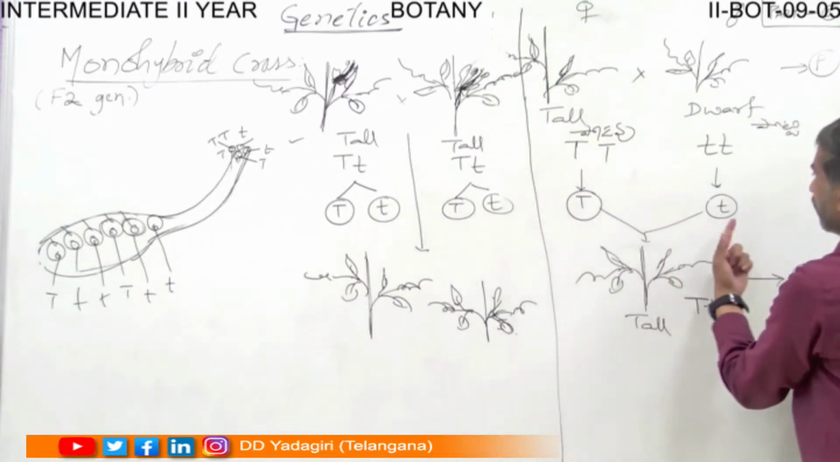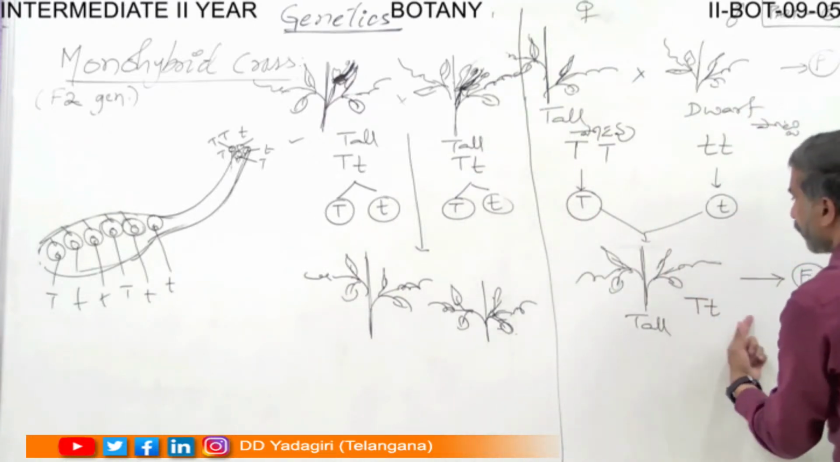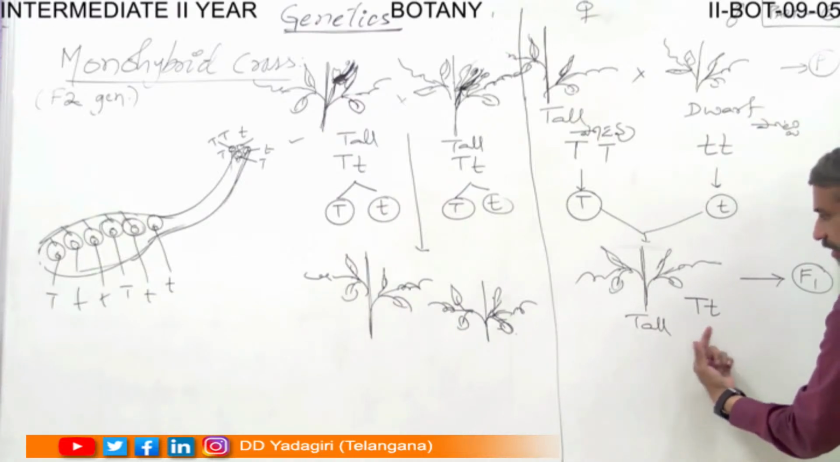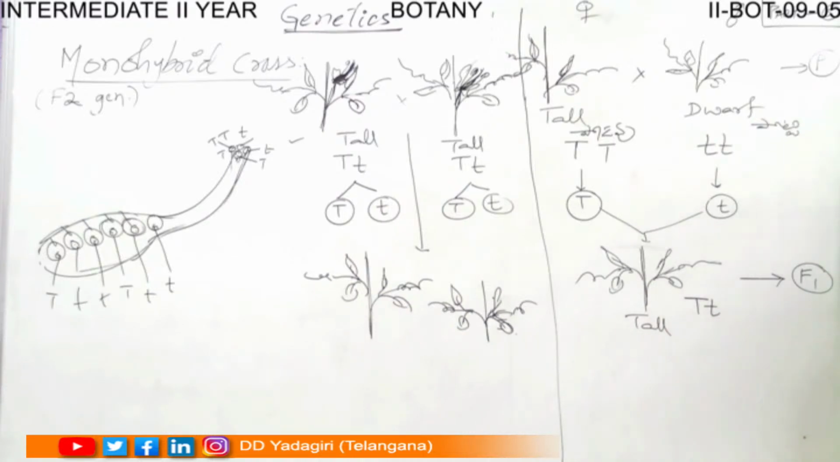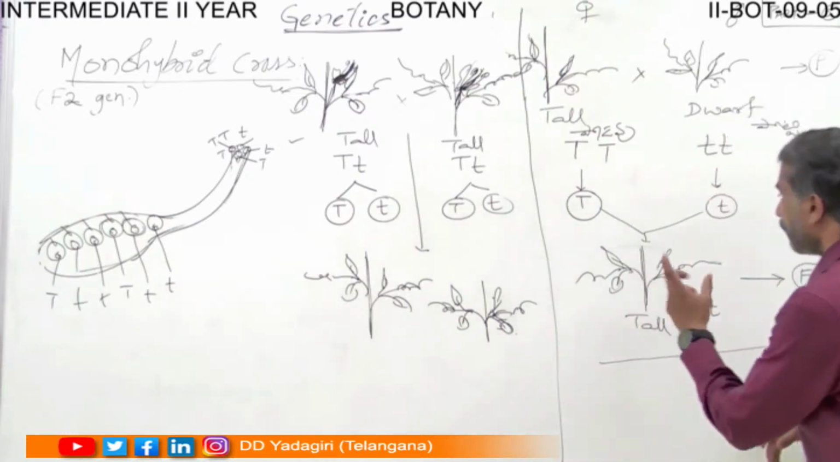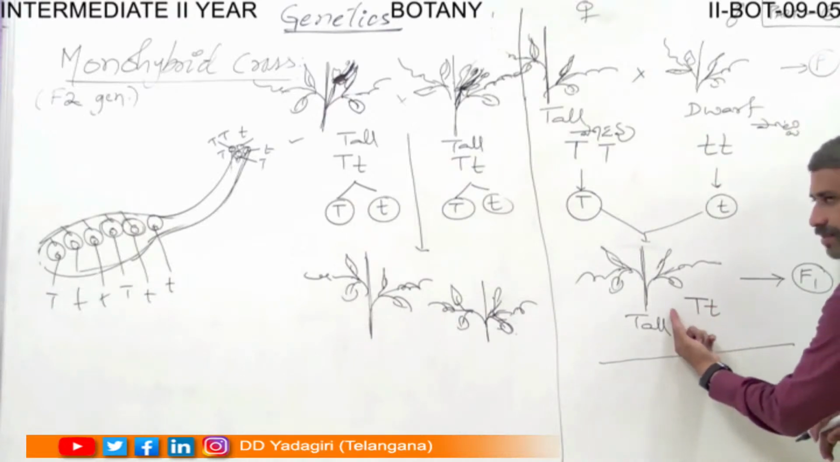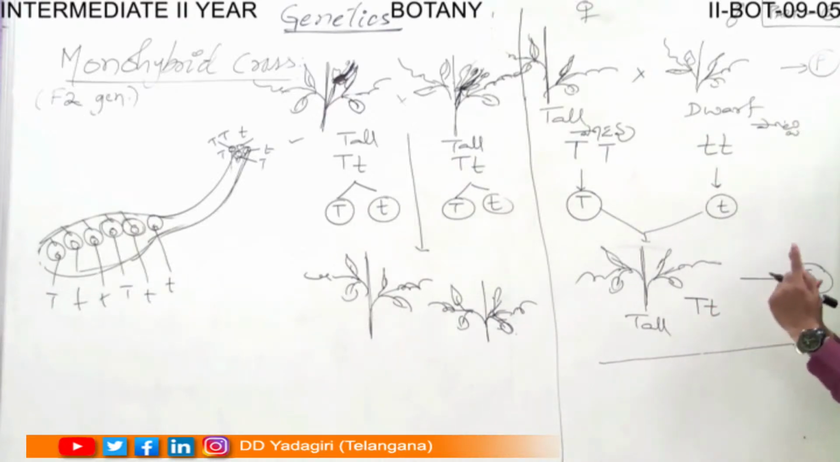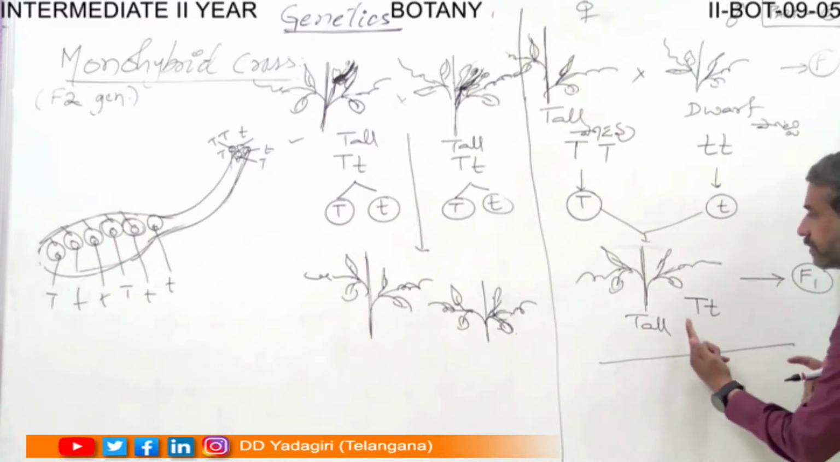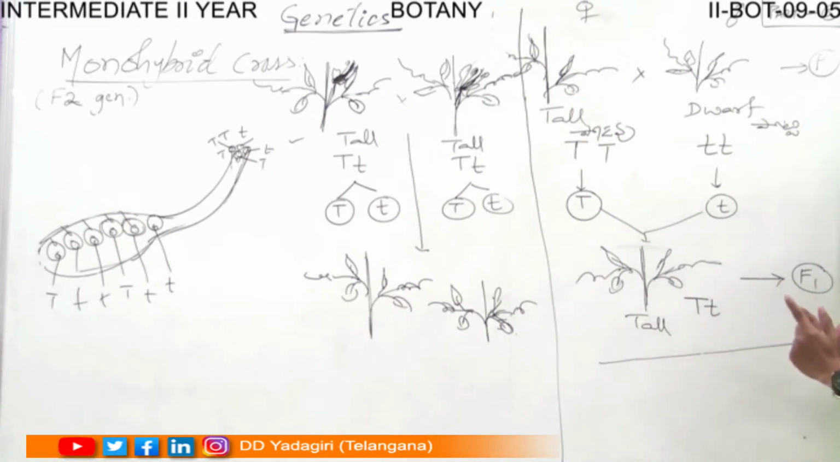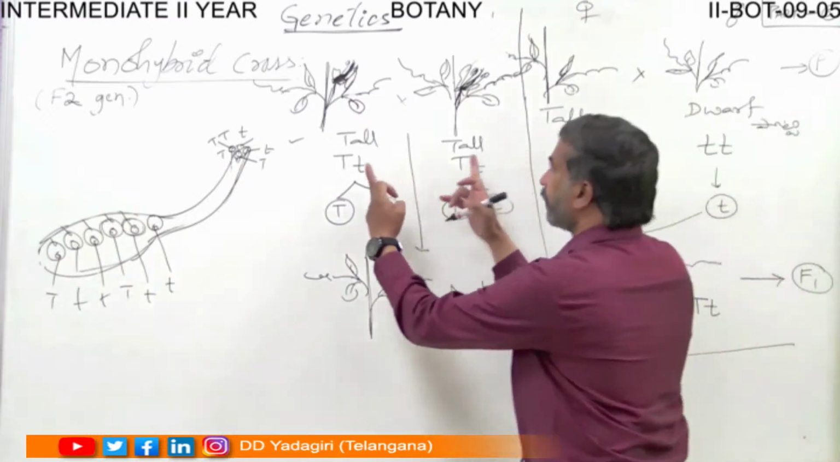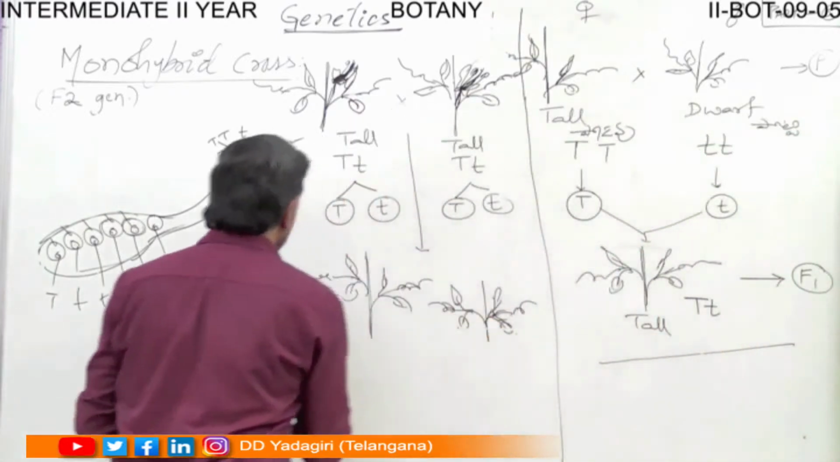So here the capital T and here it is small t, and in F1 plant you will get capital T and small t. That is all the plants are tall. Alright, so up here we complete the next one. So by the selfing of these F1 plants or by crossing the two F1 plants, I repeat, by the selfing of these F1 plants or by crossing the two F1 plants, we will get the F2 generation plants.